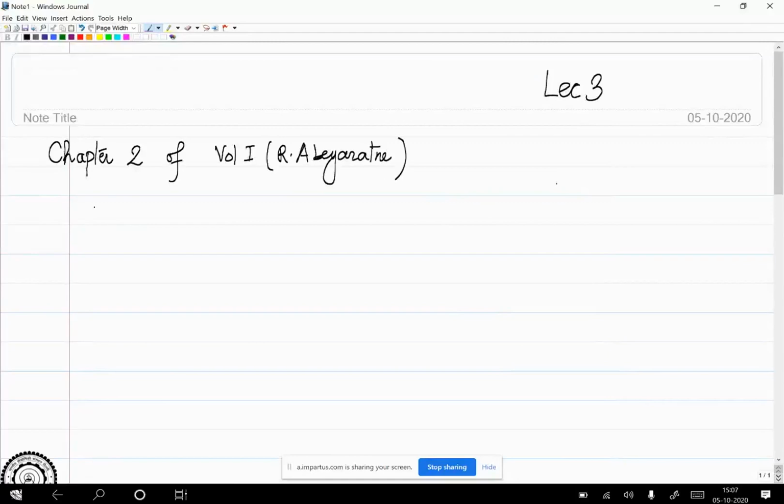So in section 2.1 in that book, he talks about vector spaces. And I think all of you learned about this in your engineering mathematics course.